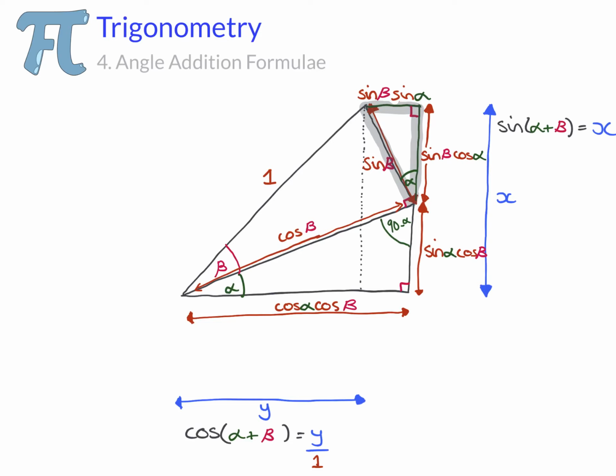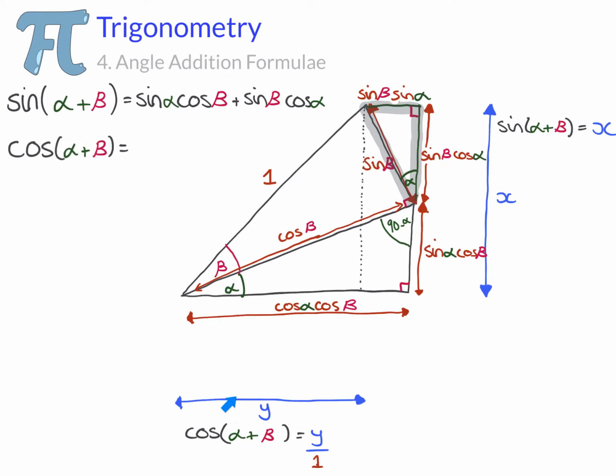Now we remind ourselves of the side lengths that will tell us the expressions for sine alpha plus beta and cos alpha plus beta. If we can express these side lengths, then we have expressed the trigonometric functions. This side is made up of two chunks which we know, sine alpha cos beta and sine beta cos alpha. Therefore, sine alpha plus beta is equal to sine alpha cos beta plus sine beta cos alpha.